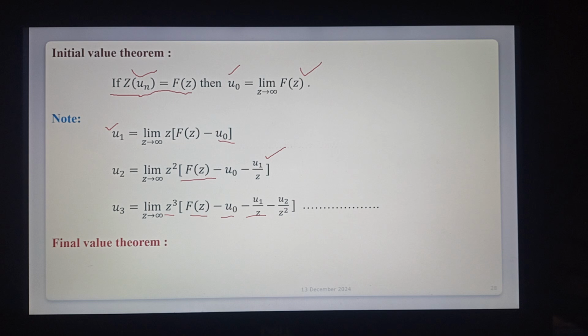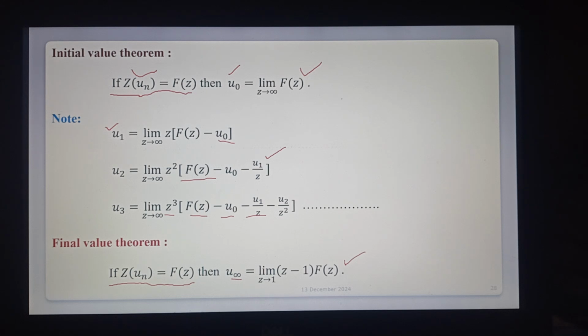So next, the final value theorem. So final value means, if the Z transform of u_n is equal to F(z), then u_infinity, the last term up to infinite terms, we have to find here. That is the final value theorem. So u_infinity is equal to the limit as z tends to 1 of (z minus 1) into F(z). Substituting here, now find the value. So that is u_infinity. That means the initial and final value theorems let you find all the terms of the sequence.